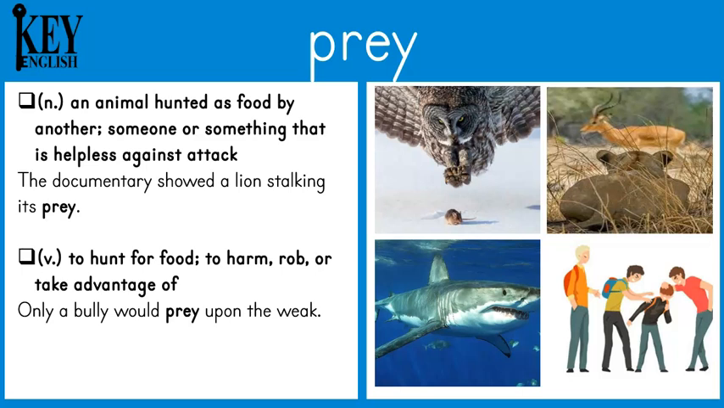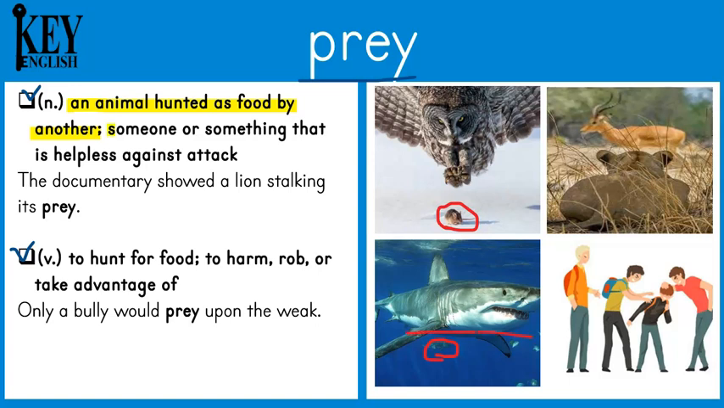The next word is prey. Prey can be used as a noun or as a verb. As a noun, it is an animal hunted as food by another. So we know that prey are the animals that are usually the food of other animals, such as mice or things like deer and antelope, or even smaller fish are the prey of larger fish.